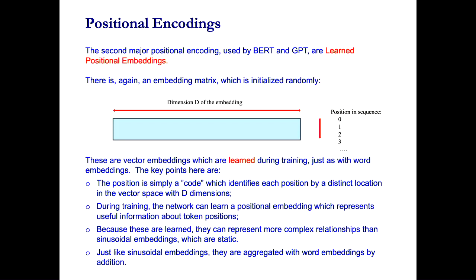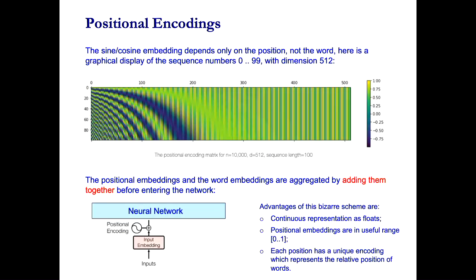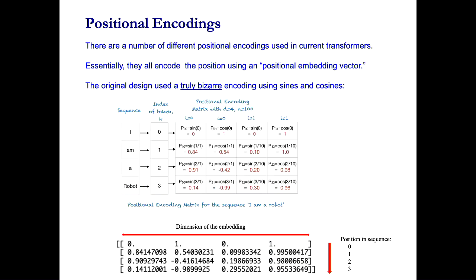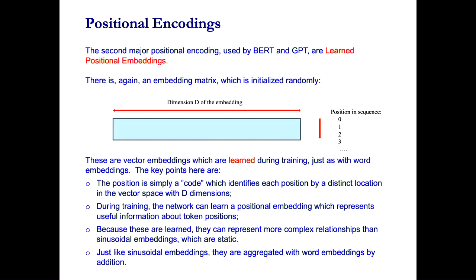So the modern way of doing it, and it's hard to explain what they mean, just as it's hard to explain what the word vector dimensions mean. You have the same exact design as we've had here: 100 positions, the indices 0 to 99, 512 dimensions in your embedding. Here it's 4 and 4. This is a matrix, like the GloVe matrix that you got out, or word2vec. The rows, in this case, are positions, numbers from 0 to whatever. And here's the dimension D of the embedding, and you're going to have a dense vector of floats. And these are simply learned during training.